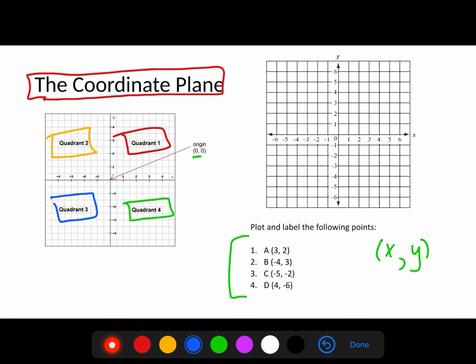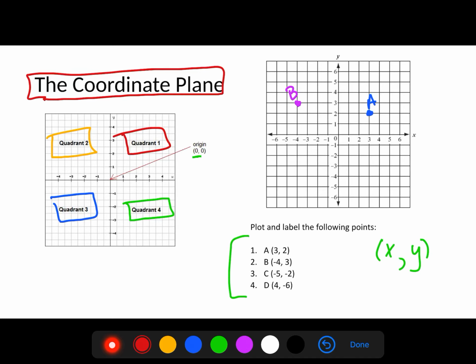I'm going to use blue. So for point A, (3, 2), this is 3 on the x and 2 on the y. Now they're both positive, so 3 on the x and 2 on the y. This is it, and I'm going to label it point A. Now point B, that's (-4, 3), so -4 on the x, 3 on the y. That's right here. So that's point B. I'm going to label it point B.